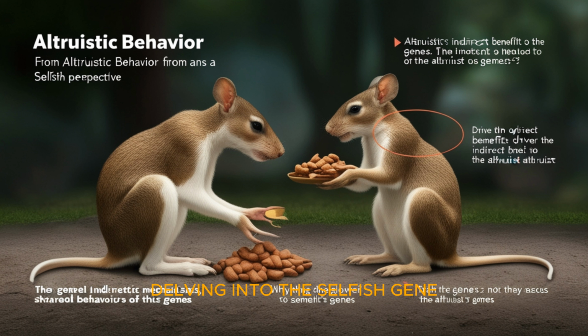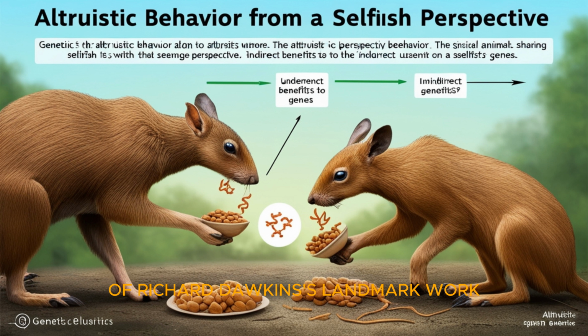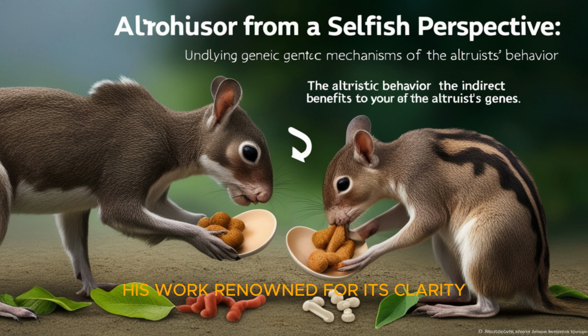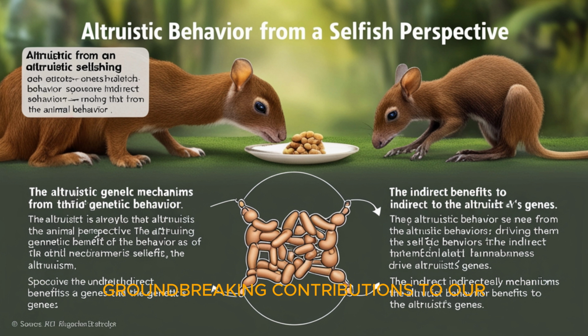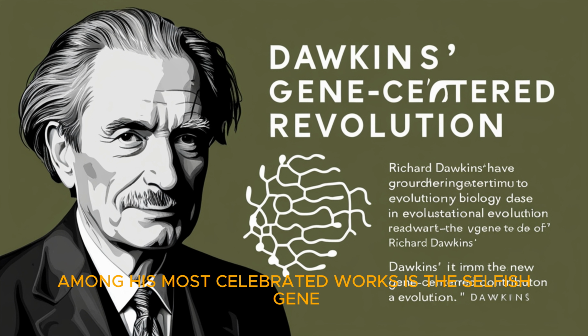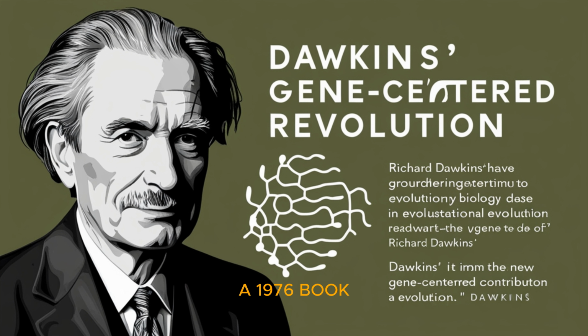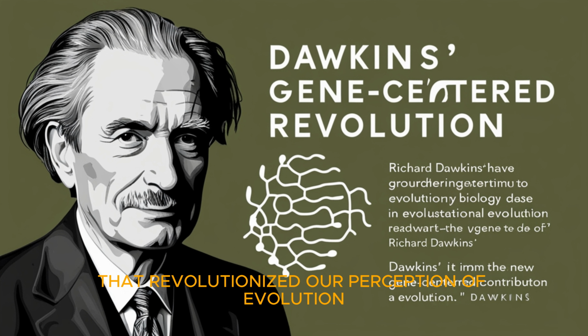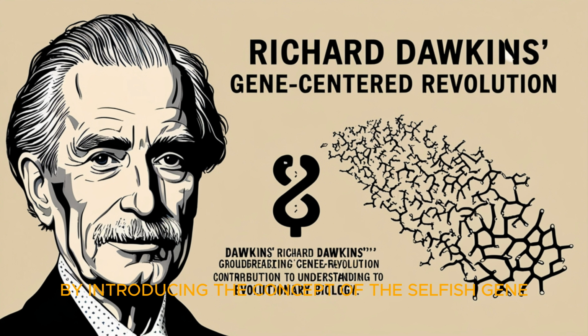Delving into The Selfish Gene, a comprehensive analysis of Richard Dawkins's landmark work. In the realm of evolutionary biology, Richard Dawkins stands as a towering figure, his work renowned for its clarity, insight, and groundbreaking contributions to our understanding of the natural world. Among his most celebrated works is The Selfish Gene, a 1976 book that revolutionized our perception of evolution by introducing the concept of the selfish gene.